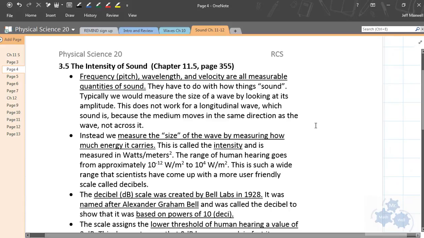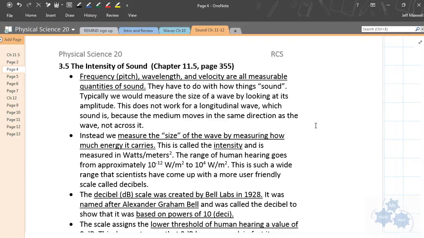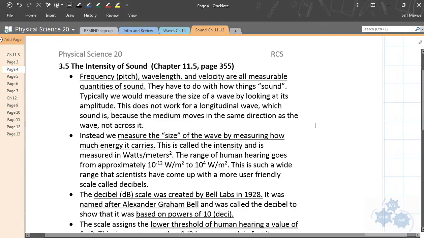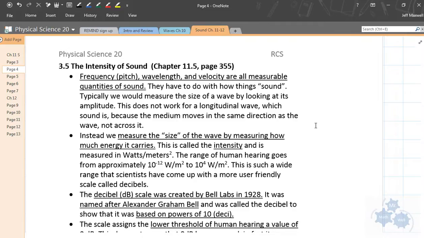Okay. 11.5 in your textbook. These sections are really super small. So, 11.5 in your textbook talks about the intensity of sound. Now, intensity and frequency are different. They're not the same. When we're talking about the intensity of something, it's kind of like something is louder, or it's kind of ramped up. It's a little bit more in your face, right?